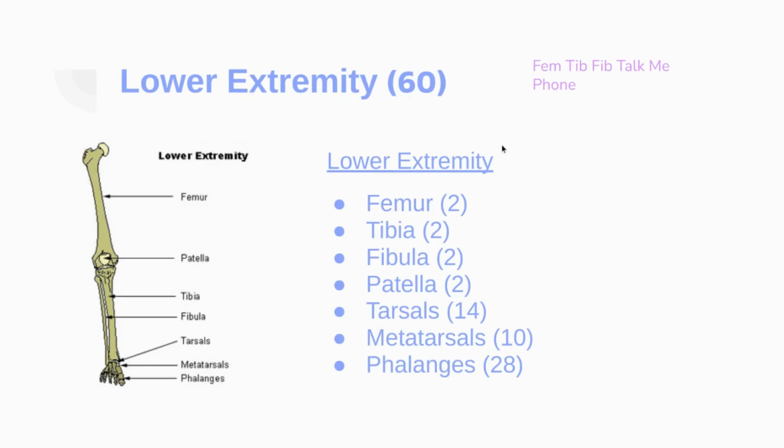So fem can be used for femur, tib can be used for tibia, fib can be used for fibula, talk can be used for tarsals, me can be used for metatarsals, and phone can be used for phalanges. Now, you may have noticed I've left out patella. Patella can be remembered as "put on your knee." It's literally a floating bone. It's put on your knee, put patella.